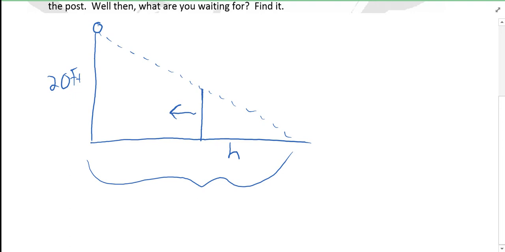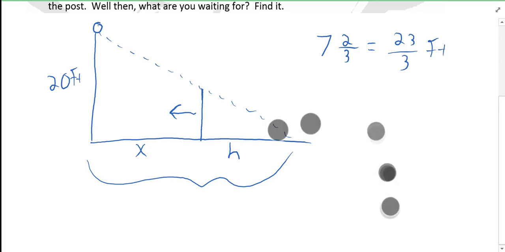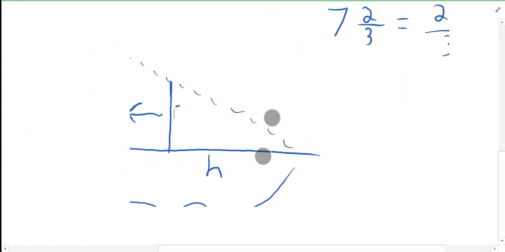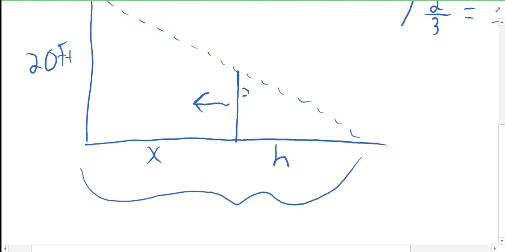So I usually call the shadow just h, and then I'll call this distance here x. We also know that our friend is 7 feet 8 inches, but we have to put that all in feet. We can't have 7 foot 8 inches. So it's 7.6 repeating, or as a fraction, which is preferable, it's 7 2/3 feet, which is the same thing as 23/3 feet. So we have 23/3 feet there, and that's our friend, sobbing his little eyes out.